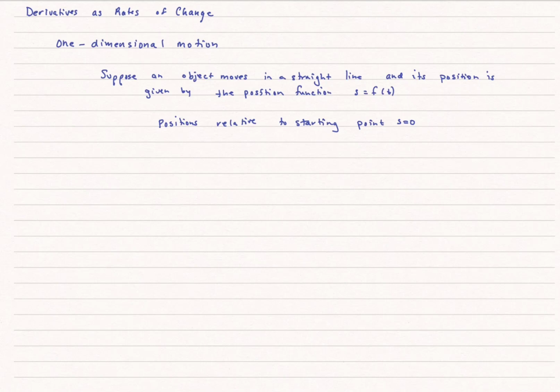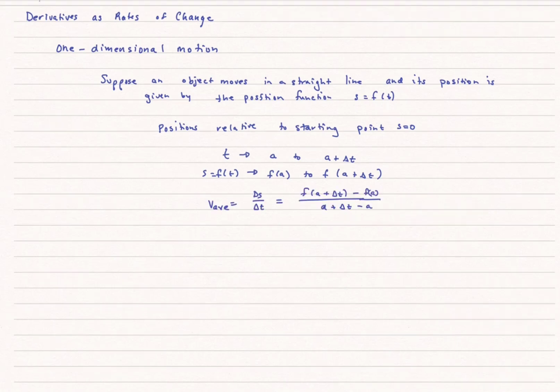The displacement, or the change of position of the object between t equals a and t equals a plus delta t, is simply equal to the position going from f of a to f of a plus delta t. If I want to talk about the average velocity, it would simply be the change in position divided by the change in time, or f of a plus delta t minus f of a, divided by a plus delta t minus a. If we take the limit of this as delta t goes to 0, I recognize this as my derivative, specifically my derivative of f evaluated at a, and this is our instantaneous velocity.